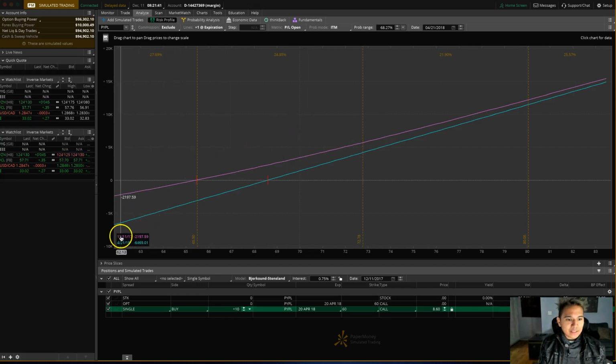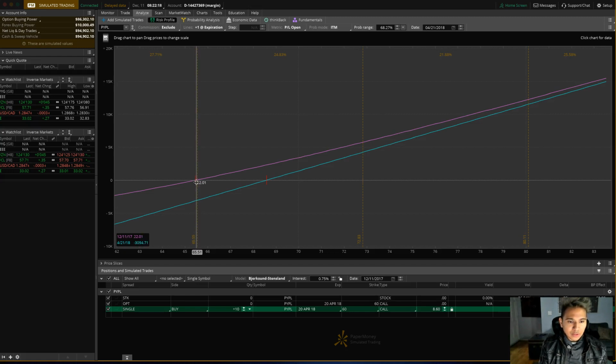So this is 12/11/17, which is today. So what is the price of the option today if the option was bought and sold today? So here's the break even. So PayPal would have to be at 60. I'm sorry. So these little lines represent the break even for that date. So the break even for PayPal would be $65.